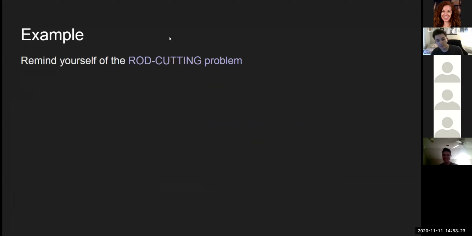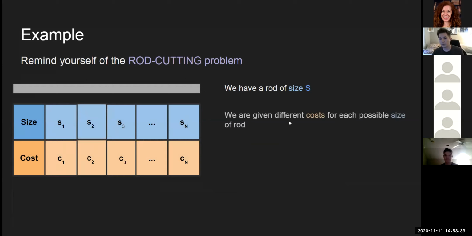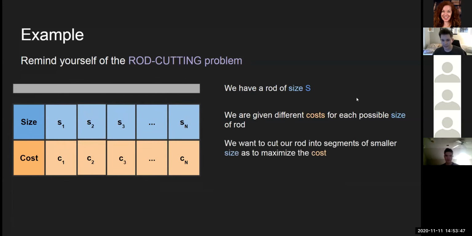All right, the rod cutting problem is as follows. We have a rod, and we have a set of sizes and costs. What we want to do is take our rod of size S and break it up into different sized rods, maximizing our cost by splitting it into smaller sections. So that is the task. I'm sure you all remember, so I won't dwell on that.